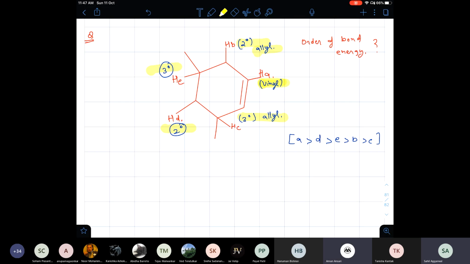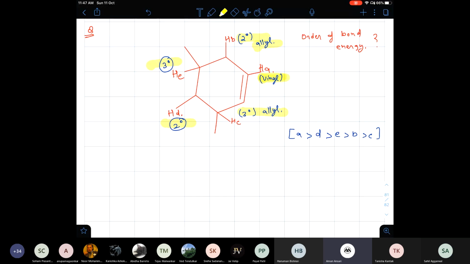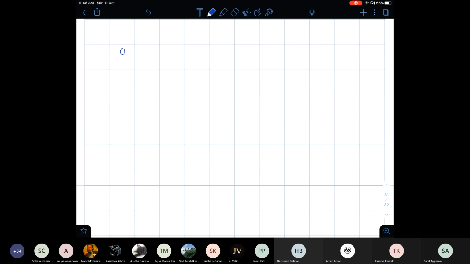Sir, can you explain the allyl part, which is opposite of each other? So you are not getting how they are 2 degree allyl, or you want to know how they are stable? Allyls have resonance. I told you this in resonance also. This bond will break in free radical form and it will move to here. They are resonance stabilized. Allyls and benzyls are resonance stabilized.